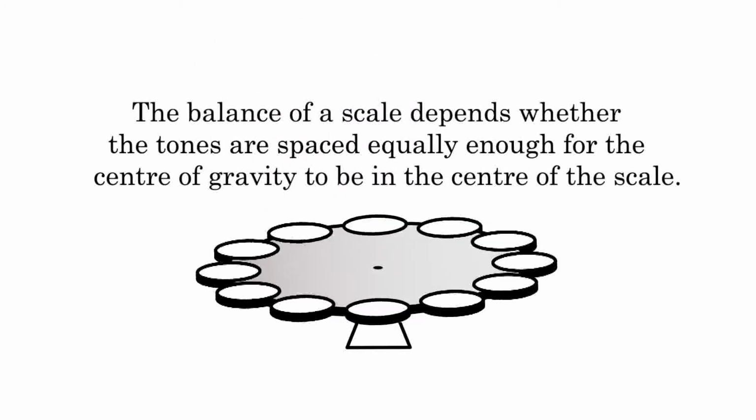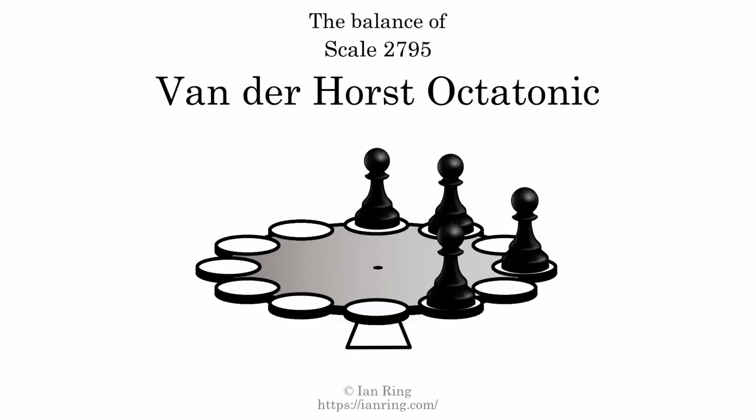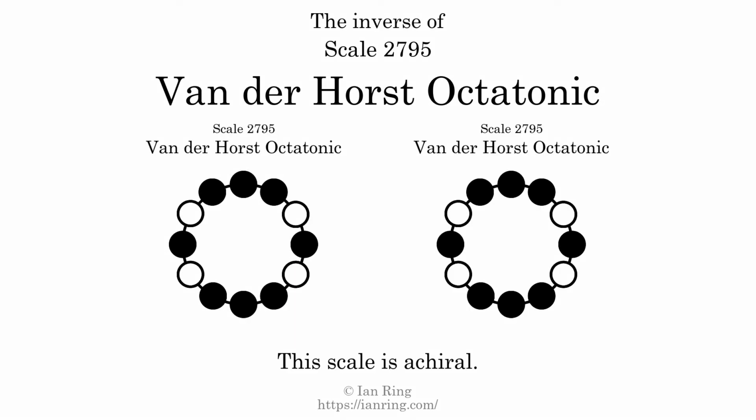The balance of a scale depends whether the tones are spaced equally enough for the center of gravity to be in the center of the scale. This scale is balanced. The inverse of a scale is a mirror image. It is what you get when the sequence of intervals is reversed. This scale is symmetrical, its inverse is the same as itself.